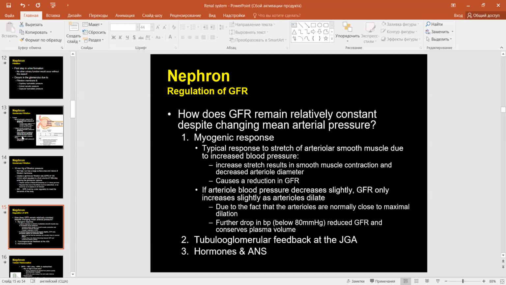So first, unregulated influences on the GFR. Plasma colloid osmotic pressure and Bowman's capsule hydrostatic pressure are not subject to regulation and under normal conditions do not vary much. However, they can change pathologically and those changes inadvertently affect the glomerular filtration rate. Because plasma colloid osmotic pressure opposes filtration, a decrease in plasma protein concentration, by reducing this pressure, leads to an increase in the glomerular filtration rate.